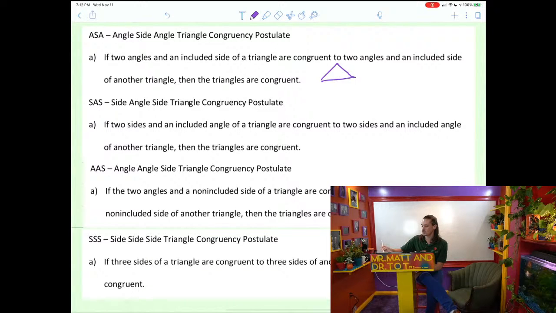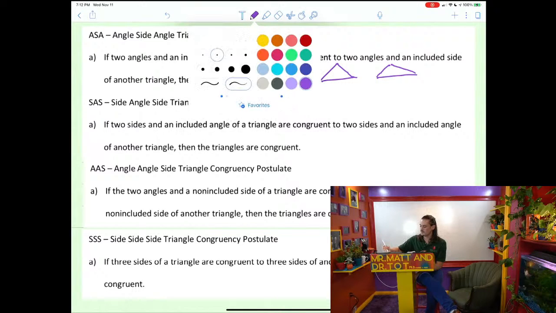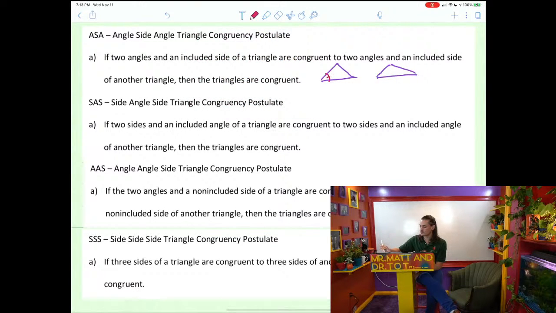So if we have two triangles like this, if I know that this angle is congruent to that angle, if I know that this angle is congruent to this angle, and the included sides are congruent, then I have angle side angle. It's really important to understand that the side has to be inside, or included, between the two angles. It can't be on the offset.